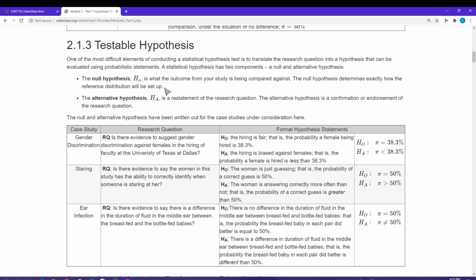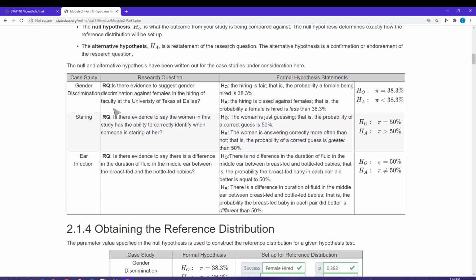The alternative hypothesis, then, is just a restatement of our research question. It's an endorsement or a confirmation of the research question. Now, these null and alternative hypotheses usually include the parameter value that we are interested in testing our data against. So let's look at the following table here.